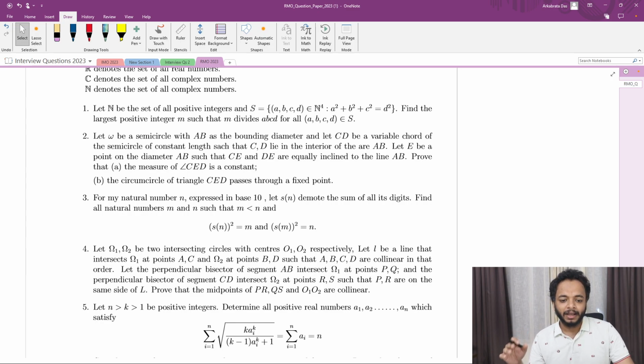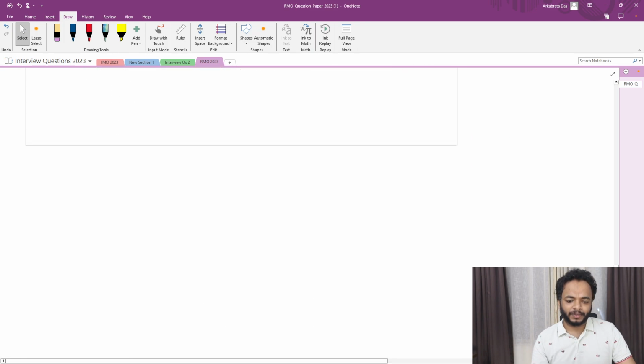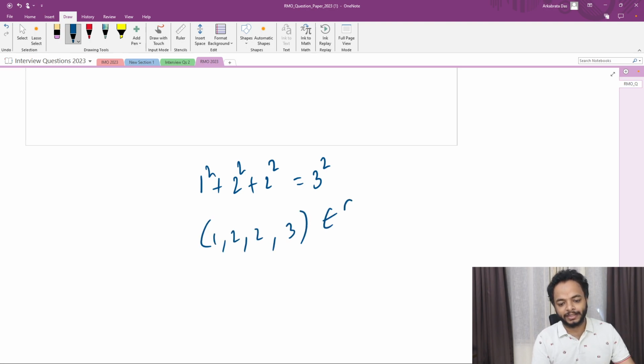Once you get a solution, then all its multiples are also solutions. Talking about a very simple solution, 1 square plus 2 square plus 2 square, which is 9, is equal to 3 square. So (1, 2, 2, 3) belongs to S.